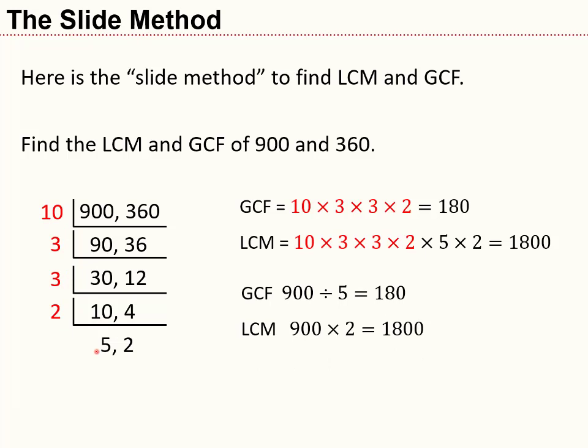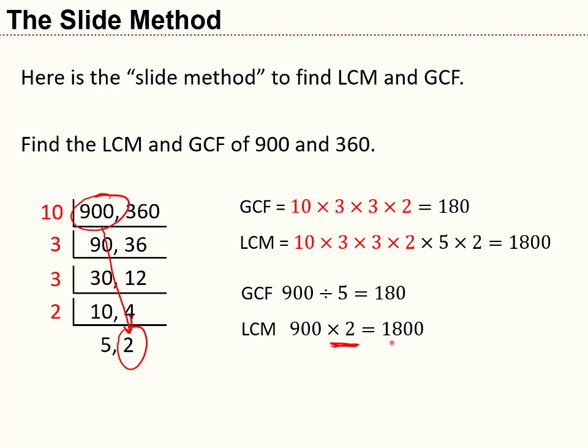Curiously, there's another way to compute greatest common factor and least common multiple. The greatest common factor also turns out to be 900 divided by 5. It's like you take the top number and you divide by the number you got at the very bottom. 900 divided by 5 ends up giving you 180, and that's your greatest common factor. Or I could take 900 and multiply by 2, so I'm going across and I'm multiplying, and I'll get 1800. That's our least common multiple.